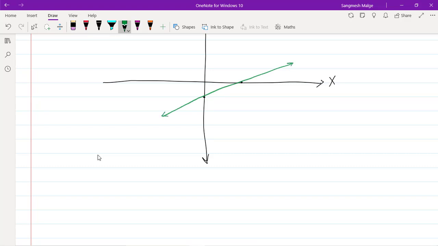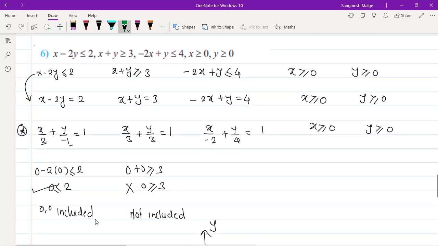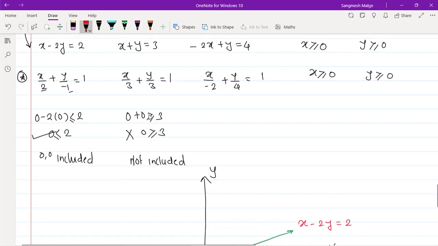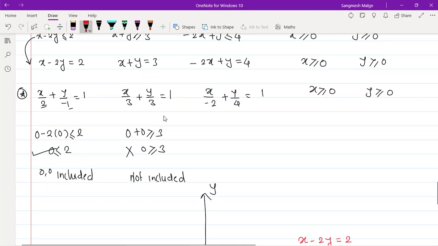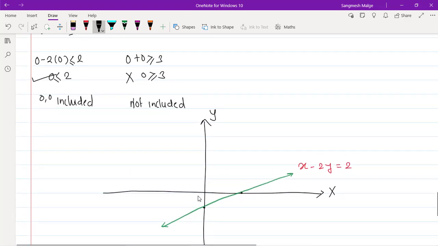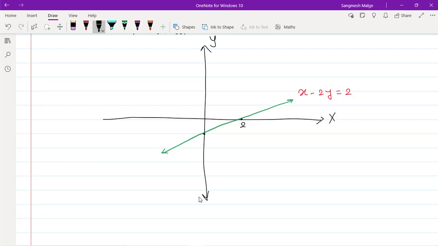Write down the equation, which is nothing but x minus 2y equals 2. Get the second line, which is nothing but 3 comma 3. So it is 3 on the x-axis, 3 on the y-axis, and the equation is x plus y. So this was my 2 and minus 1. So this point was 2 and this point was minus 1.